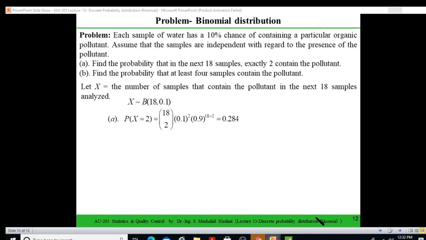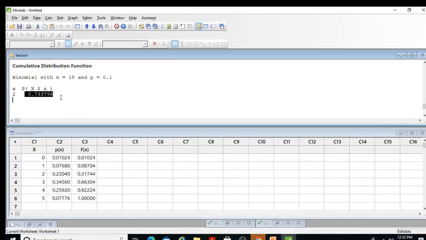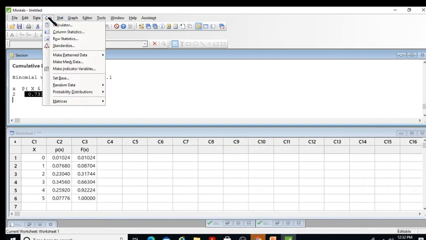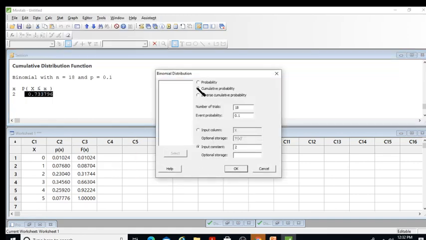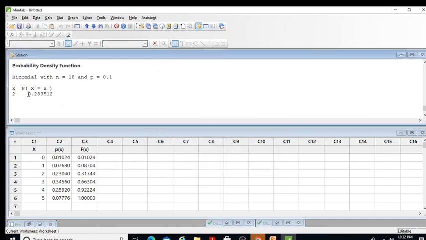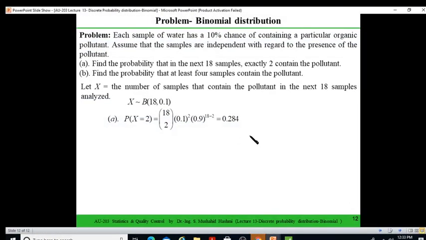0.73376 when x is 2. So let's see, when x is 2, then 18 combination 2 is 0.284. So okay, properly I have not the probability but the cumulative. I go back again, going to that binomial. Okay, because that was cumulative. Now I need to know probability. I just press it again. So I got 0.28 is the probability when number of trials are 18 and probability of success is 0.1, and x is equal to 2, 0.283152. So that is the probability I got in this particular problem.